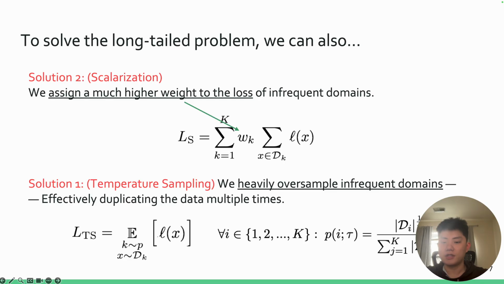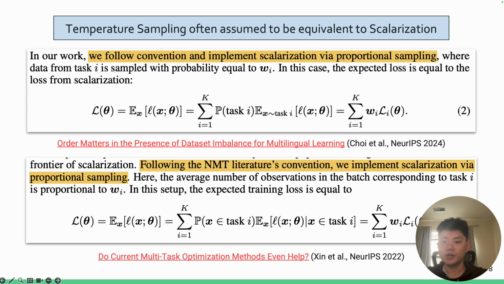We compare this with temperature sampling. We show that the difference is that scalarization applies a multiplier to the loss, whereas temperature sampling applies a multiplier to the sampling probabilities. The 2 solutions, scalarization and temperature sampling, are 2 of the most commonly used methods to overcome long-tailedness. We look into the literature, which often assumes that the 2 are in fact equivalent and we can use them interchangeably. We want to highlight certain quotes in previous work saying that we implement scalarization with proportional sampling.